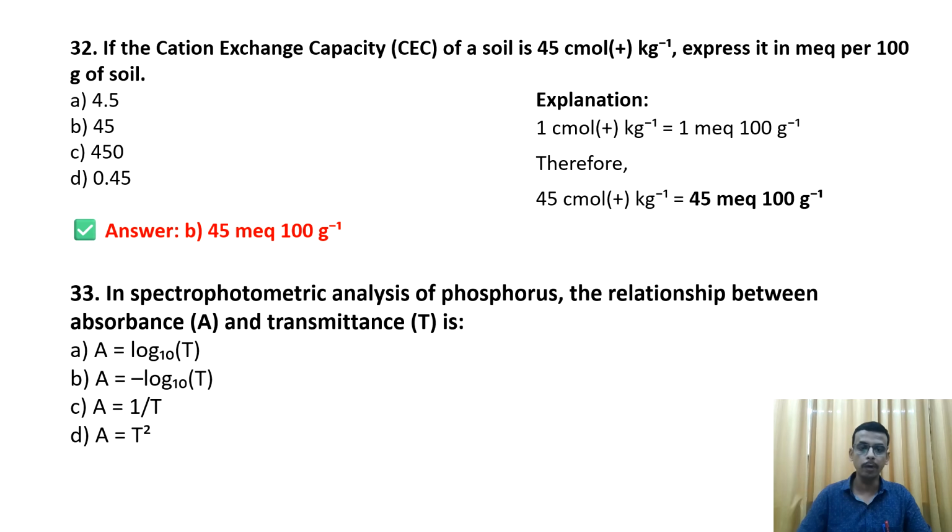Then, in spectrophotometric analysis of phosphorus, the relationship between absorbance and transmittance. This is coming from the Beer-Lambert law. The answer will be A is equal to minus log 10 to T. T is the transmittance, A is the absorbance.